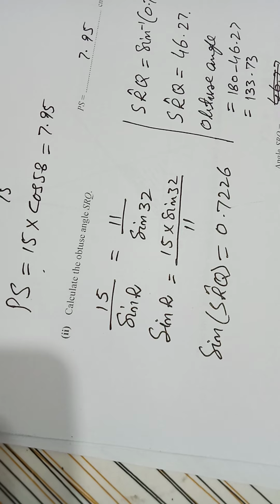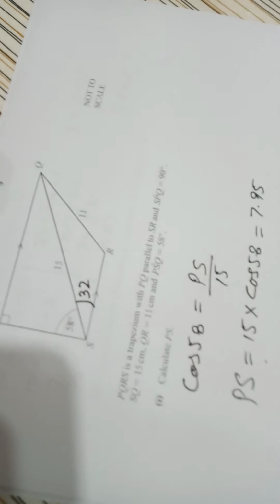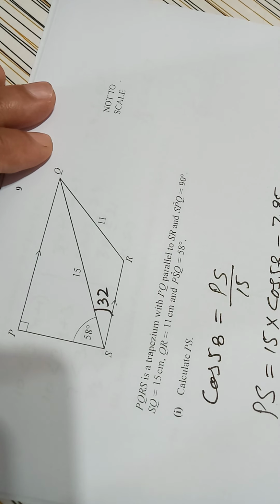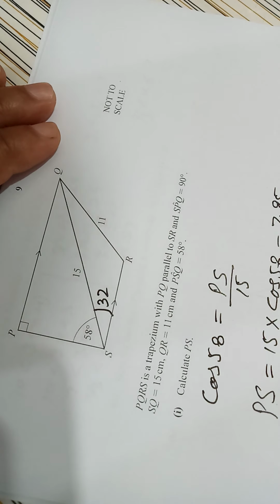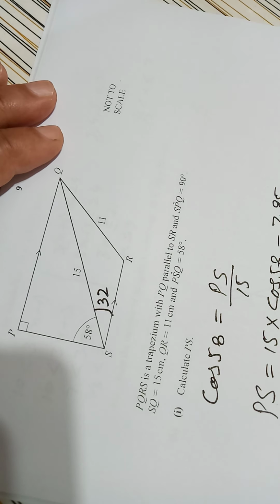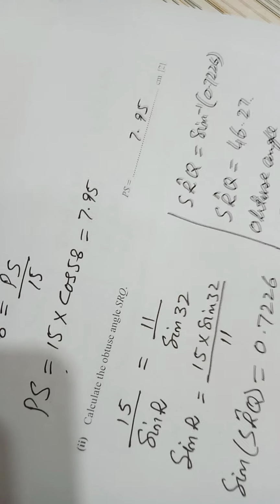Now for question 5B part, in this question PQRS is a trapezium with PQ parallel to SR and SPQ is equal to 90 degrees, SQ is 15 centimeter and PSQ is 58 degrees. Calculate PS. So you can see that this is your right angle triangle. In the right angle triangle you will use the ratio cos 58 is equal to PS over 15. After cross multiplication, you will get the value of PS, that is 7.58.